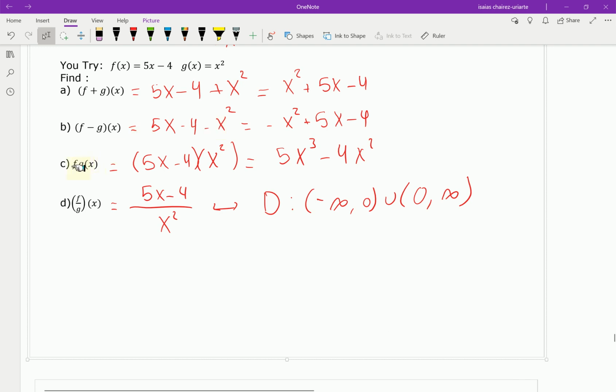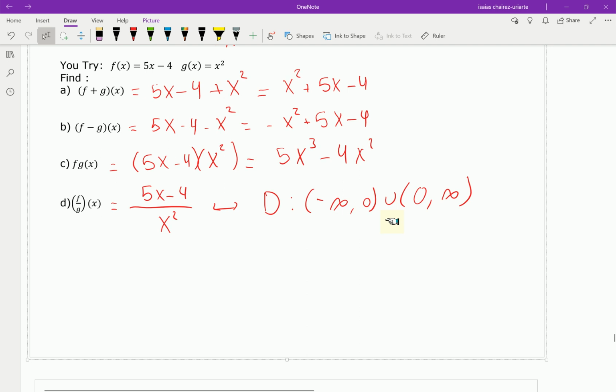The product f times g of x is just 5x minus 4 times x squared. And if you multiply that out, you should end up with 5x cubed minus 4x squared. F divided by g of x is just 5x minus 4 divided by x squared. And here, the domain of this function, again, I do not want to divide by 0. So what makes this denominator 0? Well, I think the only value that makes the denominator 0 is 0 itself. So it's all real numbers except for 0.